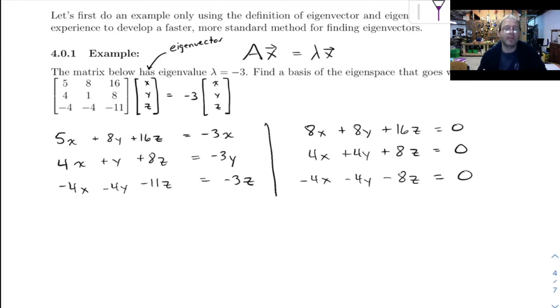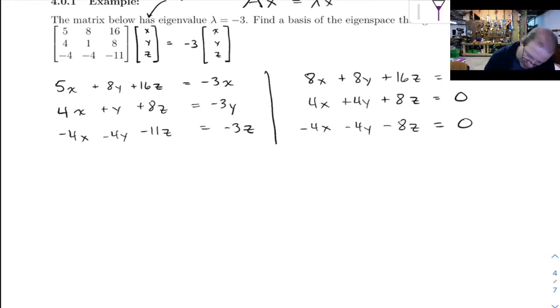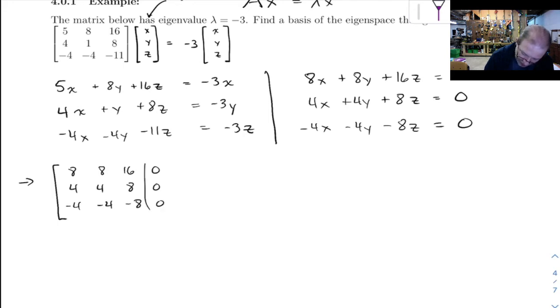Notice something interesting happened here. Typically when you do this, you get a system where at least one of the rows is a linear combination of the others. But notice on this one, all these rows are multiples of each other. So let's put this back into a matrix: 8, 8, 16, 0; 4, 4, 8, 0; -4, -4, -8, 0. And we're going to row reduce this thing.